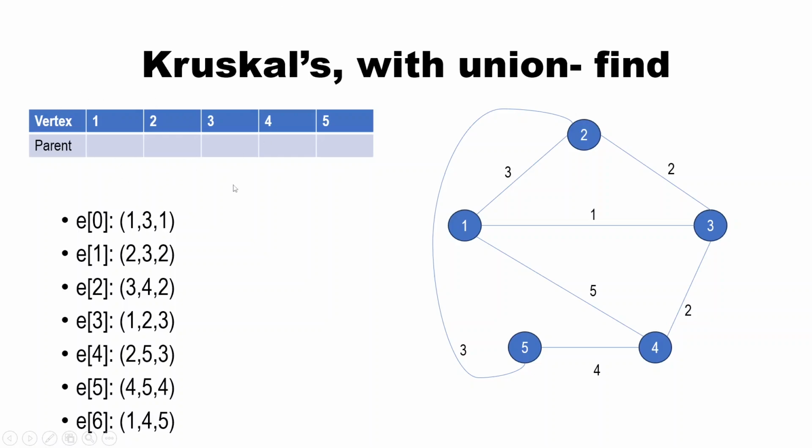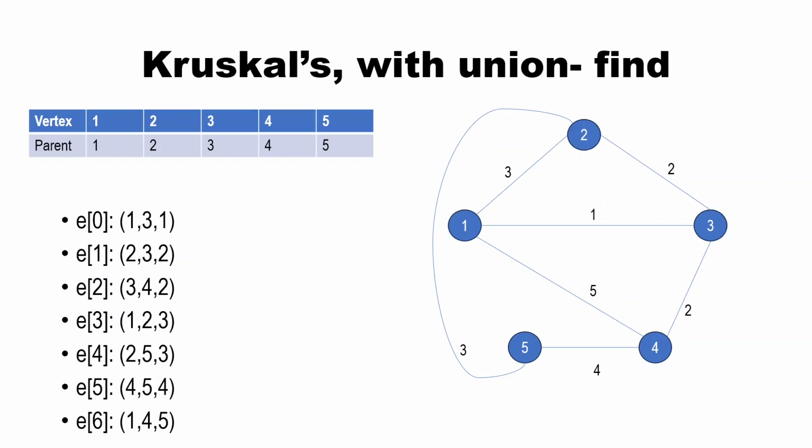Now the data structure that you see over here, which looks like an array, is called the union find data structure. It is also called the disjoint set data structure. Now we have all the vertices, and for each vertex we have a parent or a representative. For initialization, we set each vertex to have the vertex itself as the parent or representative. This means that every vertex is in its own separate connected component initially.